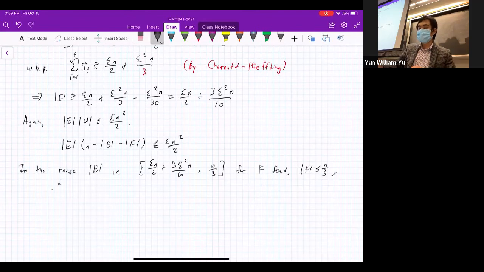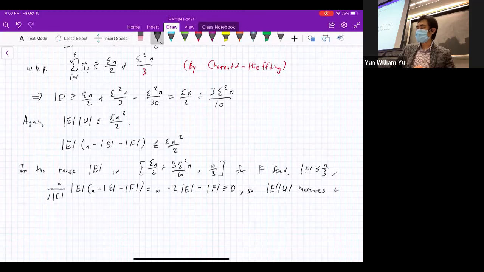And when we fix that, we can take the derivative with respect to the variable that is E. So now all we're going to do is take this derivative, d over the size of E, of this thing, E times n minus E minus F, which is equal to n minus 2E minus F, which is greater than or equal to 0. So we know that this thing increases with E, which is perhaps unsurprising.